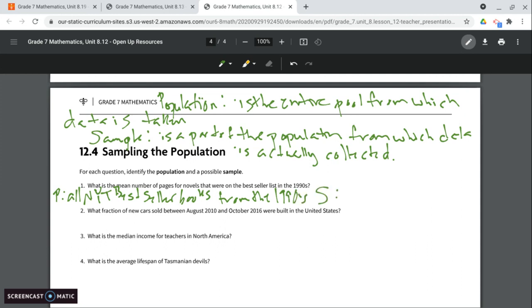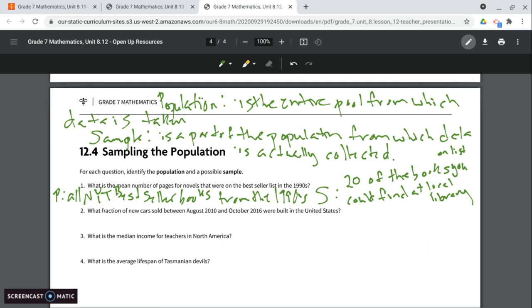Our sample, though, would be 20 of the books on the list you could find at your local library. So a much smaller scale. It's not all of the books that were on the list from the 1990s. That'd be a lot of books. It's just 20 of them that you could find at your local library. So it's a smaller sample.